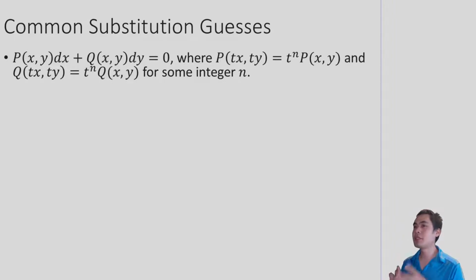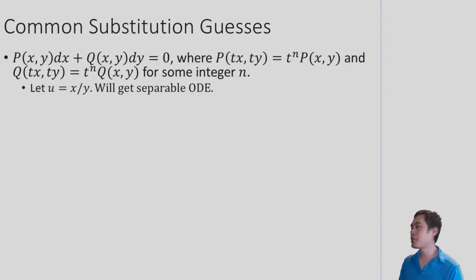If you have some differential expression, p of x,y dx plus q of x,y dy, where p of tx, ty is equal to t to the nth power p of x,y, and q of tx, ty is equal to t to the nth power q of x,y, for some integer n. If this is true, then you can let the variable u be equal to x over y, and you will get a separable ODE.